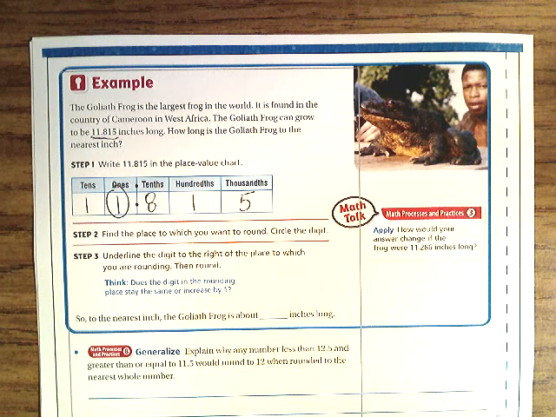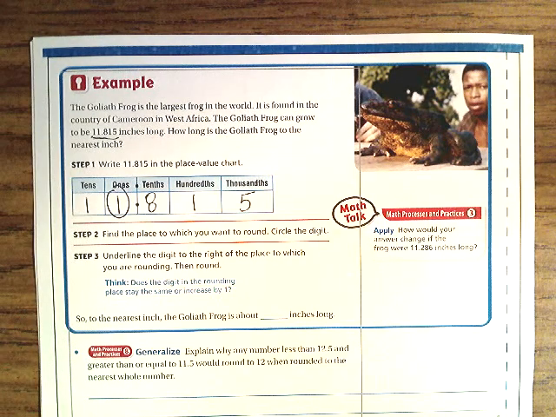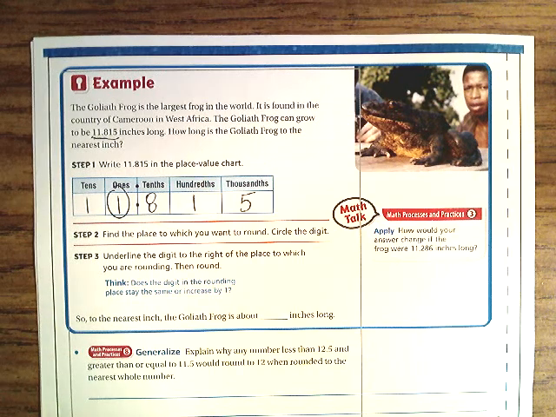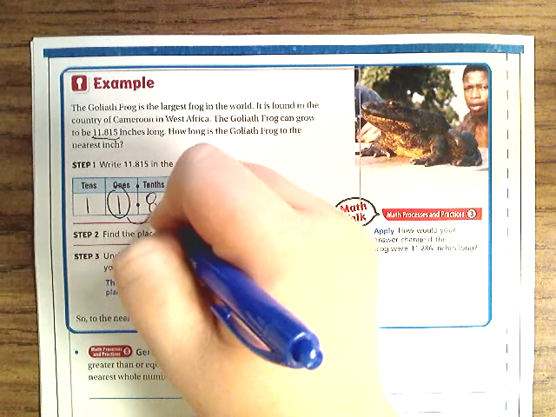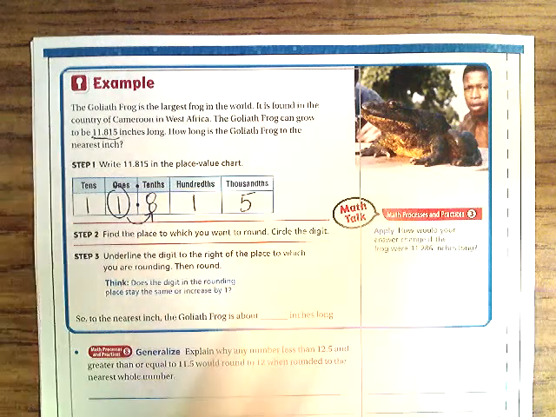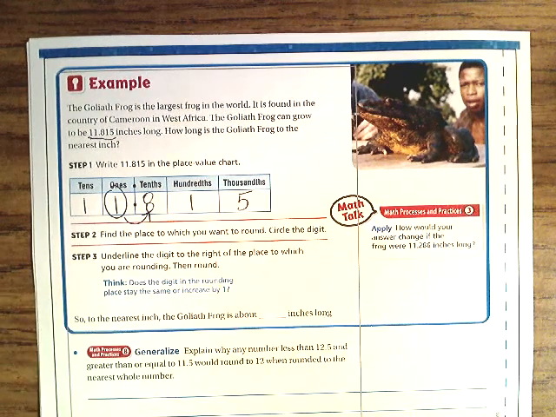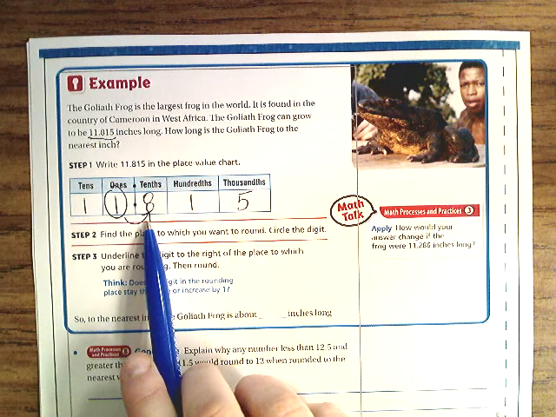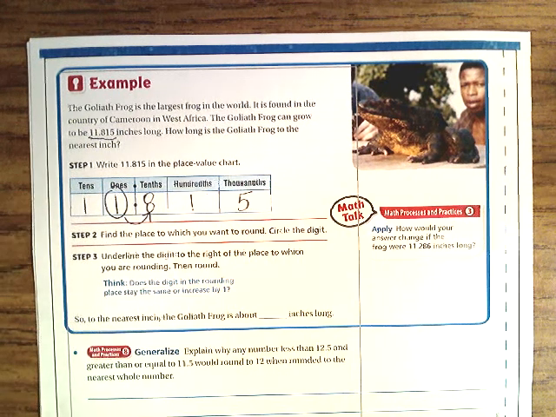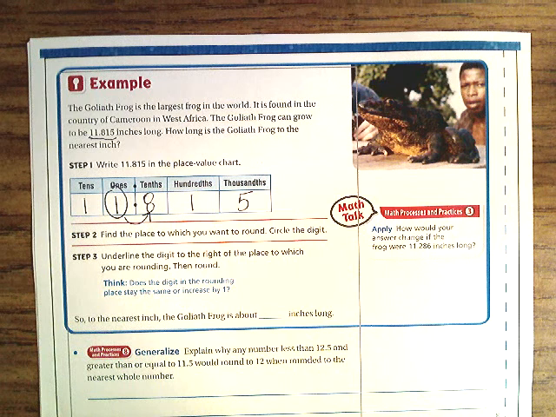We are looking to the right. They say to underline the number to the right, but I like to draw an arrow because then that reminds me what I'm looking at. So draw an arrow over to the 8. That 8 is going to determine what we do with the number we circled, okay? Because the 8 is bigger than the 5, right? Do you agree that 8 is bigger than 5? You should say yes.